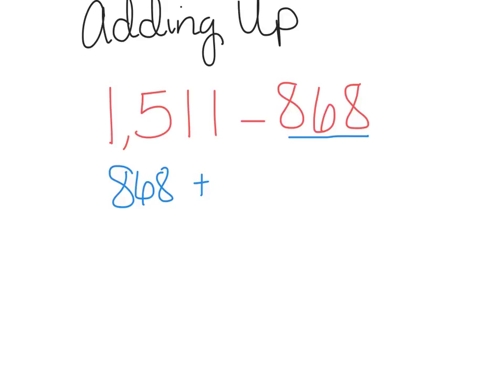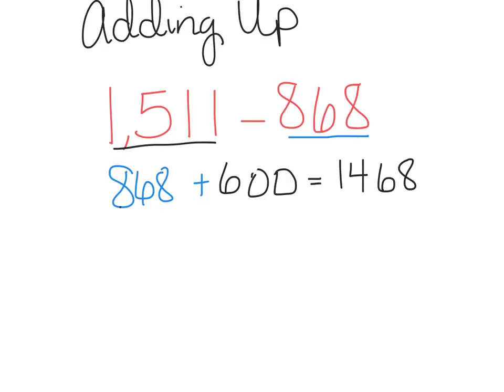1,511. So the first chunk I'm going to add is, let's see, I know 800 plus 700 gets me 15. So 8 plus 7 gets me 15. And then 68 plus 0 gets me 68. Whoops, that is too much. Okay, so instead of 700, I'm going to do 600. 8 plus 6 is 14, and that is under my 1,511, okay?